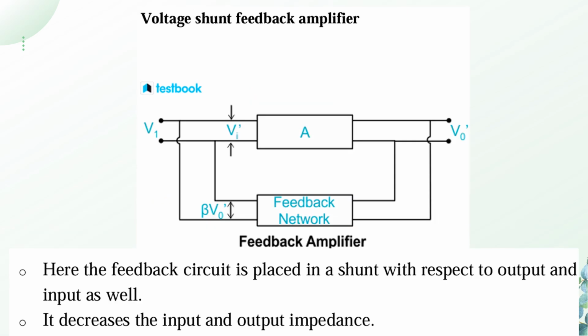The next circuit is the voltage shunt feedback amplifier. Here the feedback circuit is placed in shunt with respect to the output, and it is also connected in shunt with respect to the input. And this circuit decreases the input and output impedances.